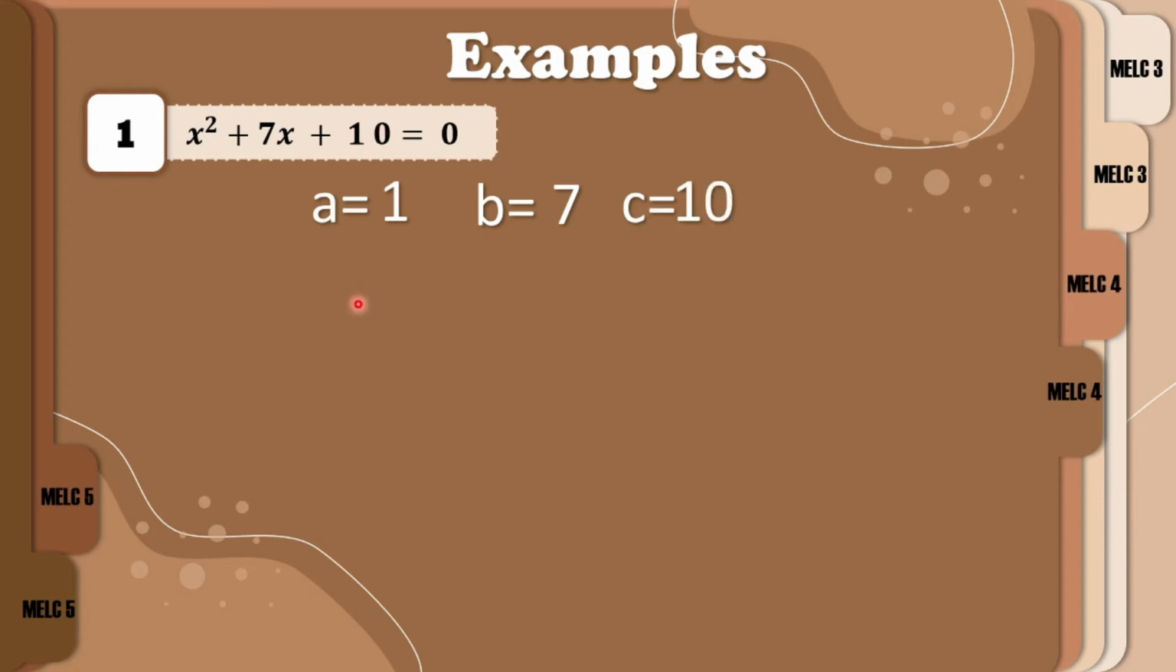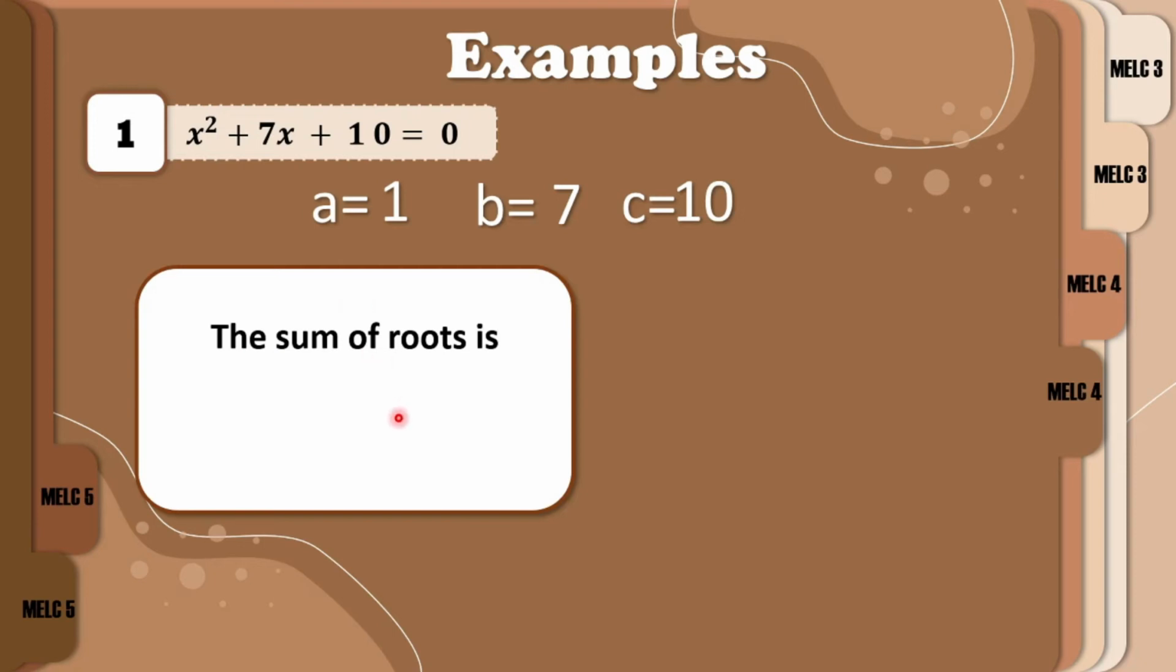So solving for our sum of roots, we have negative b all over a. So substitute natin yung value ng ating b, which is positive 7. So our a is equal to 1. So ganyan lang siya. In dividing different sign integers, kapag sila different, then the result is negative. So 7 divided by 1, that is 7. So different sign kaya negative. So we have negative 7 for the sum of roots.